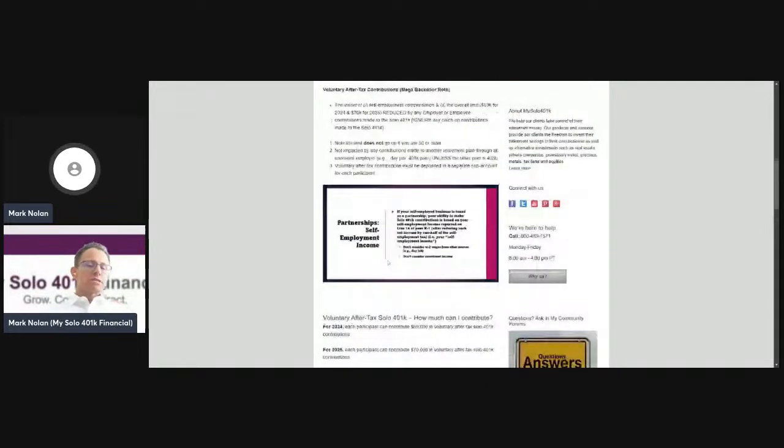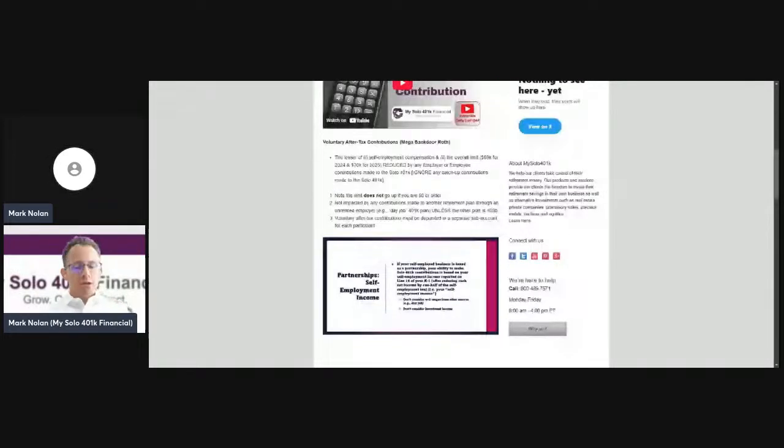Some items to consider or to understand when performing the voluntary after-tax solo 401k contribution calculation are as follows. One, you cannot contribute more than the overall annual 415 limit to the voluntary after-tax solo 401k. That limit for 2024 is $69,000. It increased by $1,000 to $70,000 for tax year 2025.